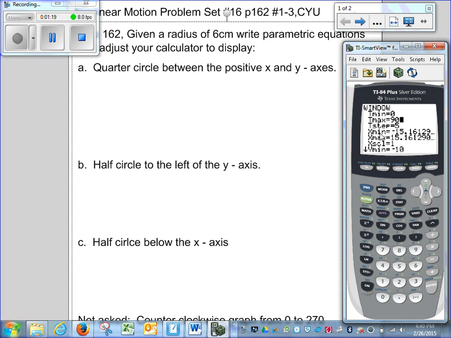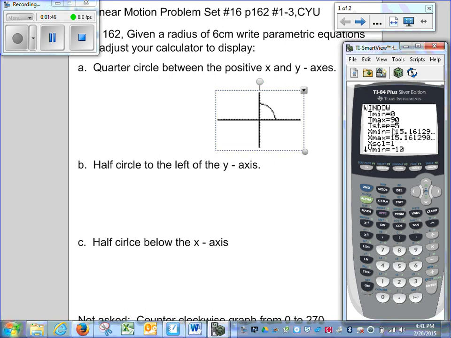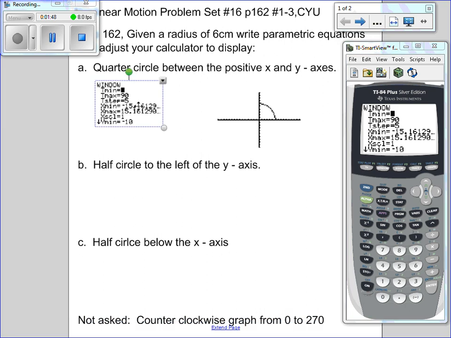Now I chose an x min, x max, x scale, y min, y max that allows me to square off the window so that when I look at it, it does look like a circle, or at least a portion of a circle. You can do that by going zoom square. So let's take a look at the graph. And there is our quarter circle. I'm going to plop that quarter circle right over here as my answer. And the window is important because the window tells us the parameters that we put in for t.